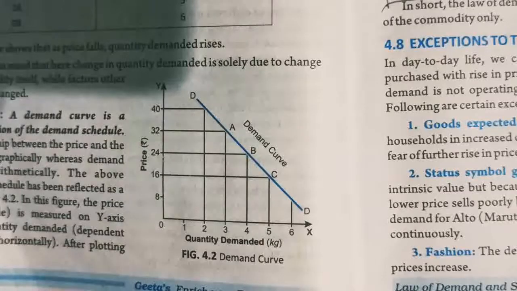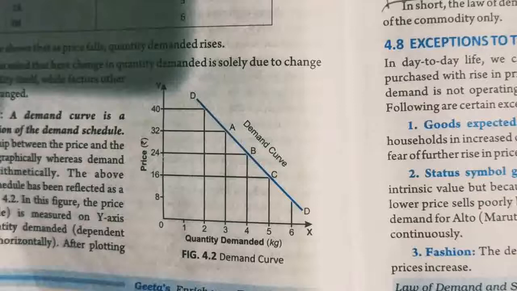If the question is asked, why does demand curve slope downward from left to right, or what is the slope of demand curve, then your answer will be demand curve is a downward sloping from left to right because of inverse relationship between price and quantity demanded. Okay, I hope that is clear, right?